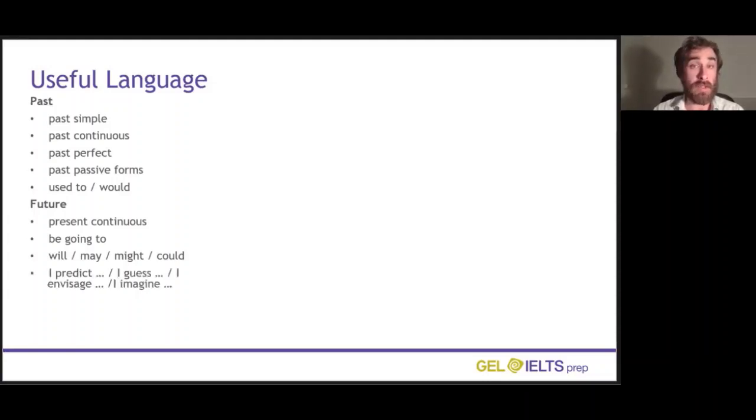As well as this, we can use some expressions to show that you're not sure. I predict that this will happen. I guess this will happen. I envisage many people will do this, and I imagine for when you really have no idea. For imaginary or hypothetical situations, we would of course use second conditional and third conditional. Second conditional for situations that you could imagine happening, being true now, and third conditional for situations which you could imagine having happened in the past, but didn't.